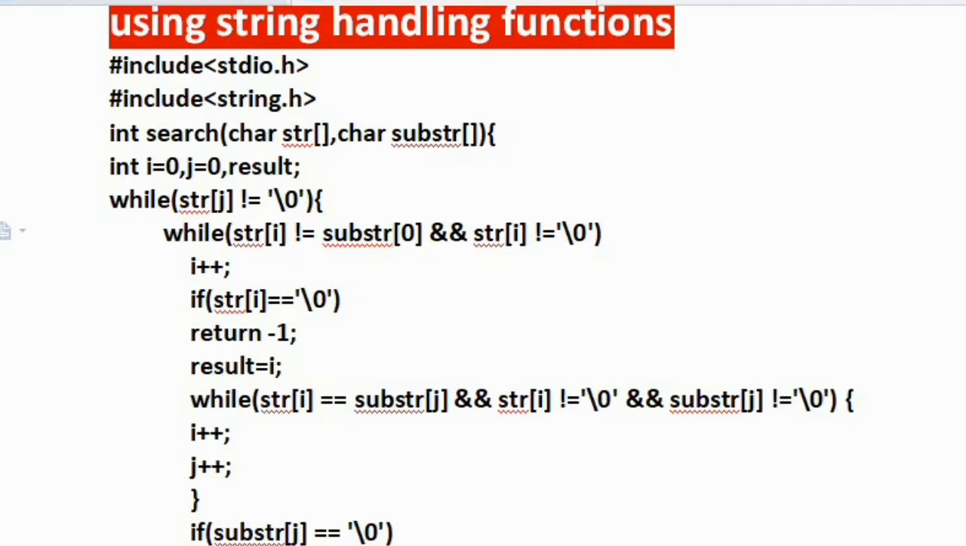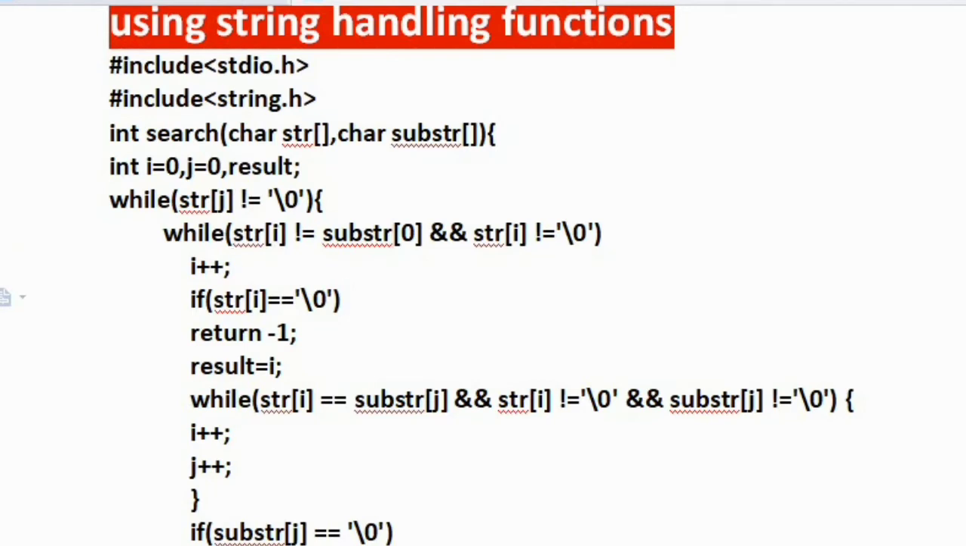What do you mean by that? The first while is used to check whether your first string is not null. If it is not null, we'll go to the second while loop. Here, if str of i, that is the index 0, the first character, is not equal to the first character of the substring, that is index 0, and as well as the source string of i is not equal to \0, we continue. So what we do is just increment the i value.